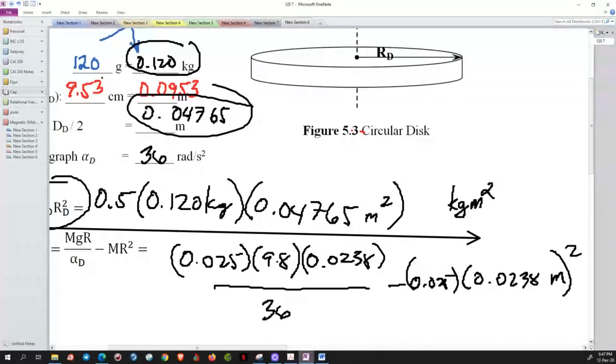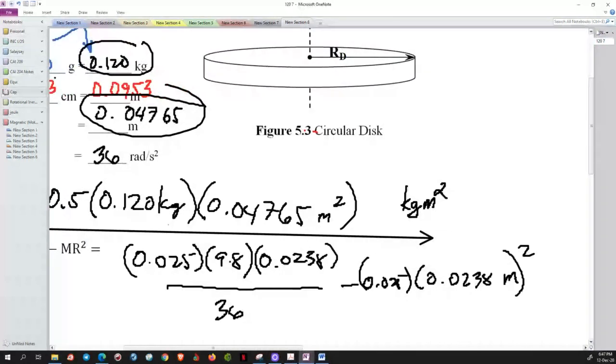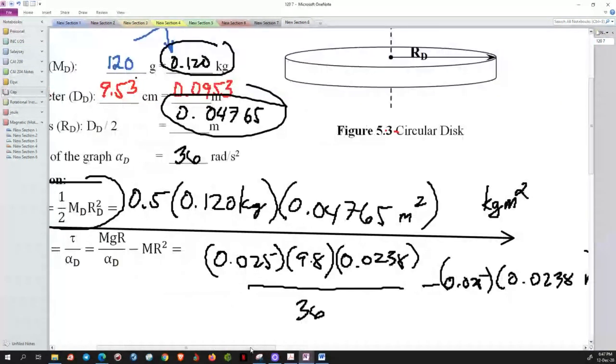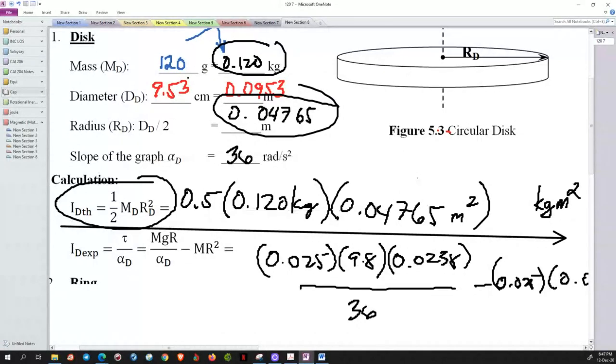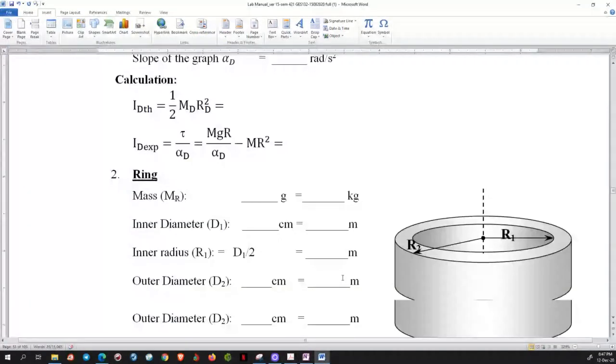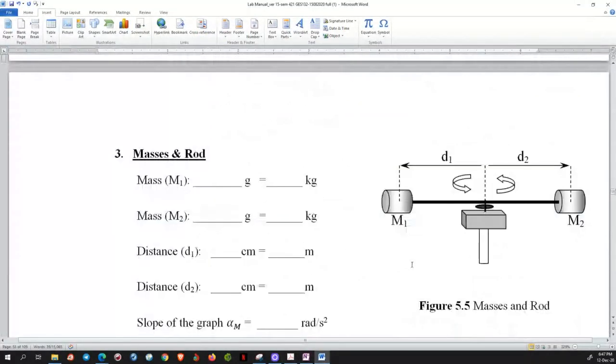So the idea again is you will use the torque values here at the bottom and you will use the disk value at the top, okay? Any questions about the disk? Source of error and precaution, I already gave you the idea. Let's go with the mass and rod, okay?